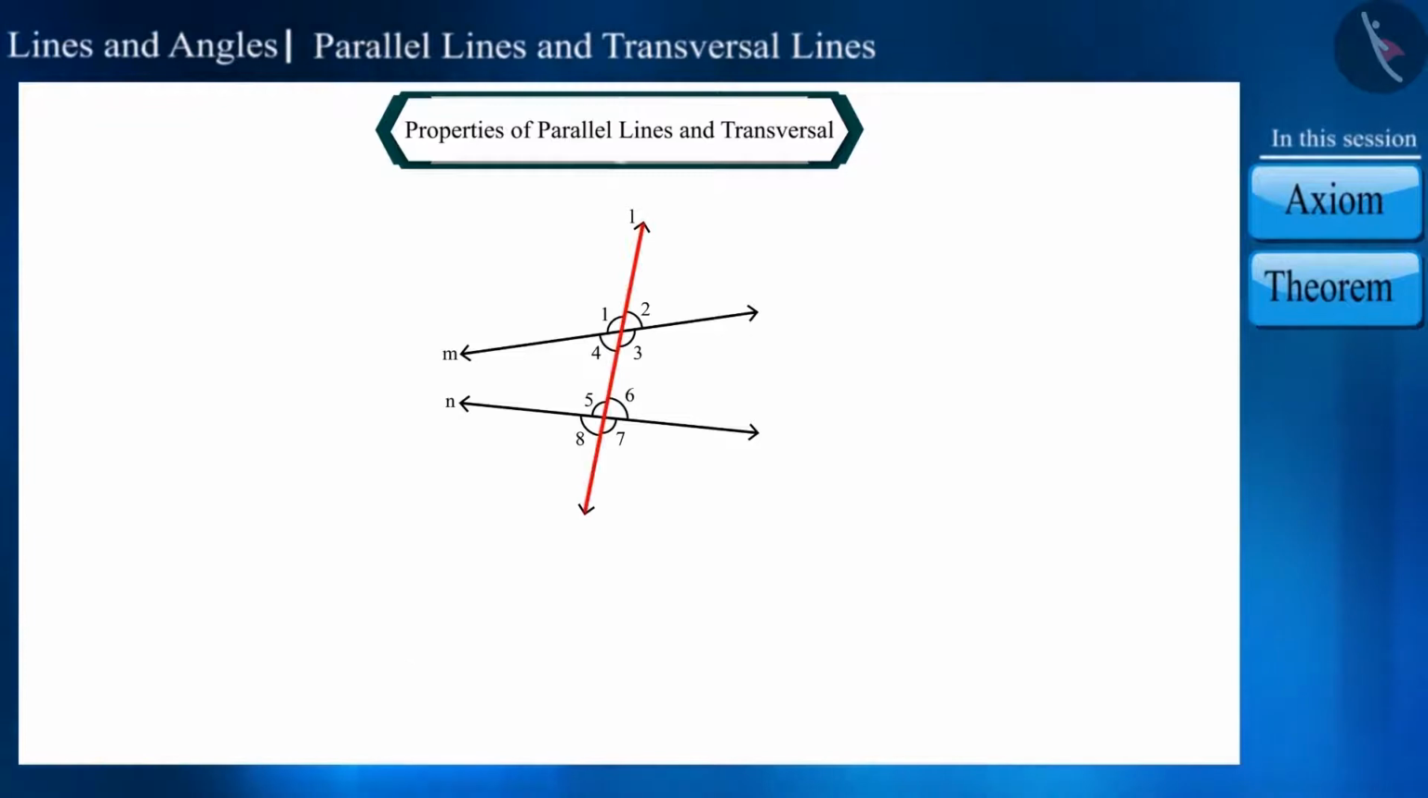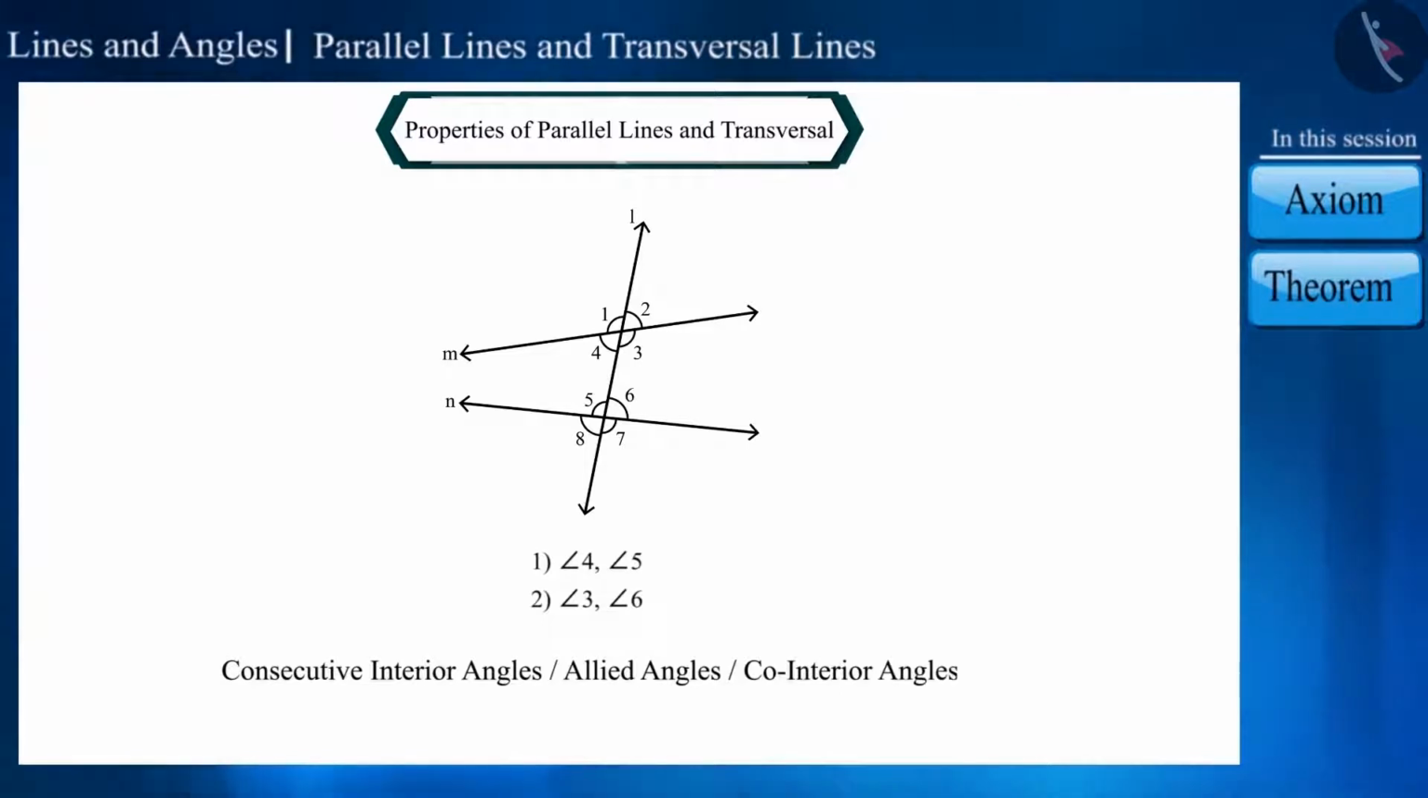And the pair of interior angles formed on one side of the transversal are called consecutive interior angles or allied angles. And sometimes these are called co-interior angles.